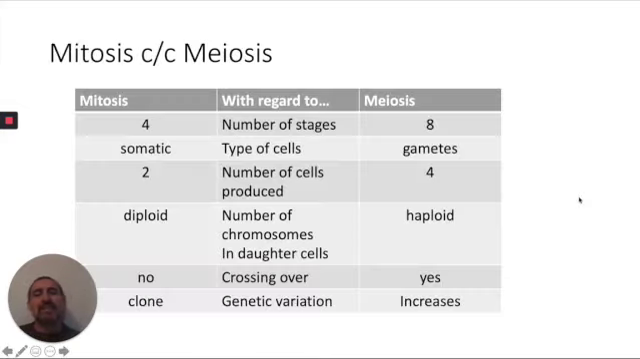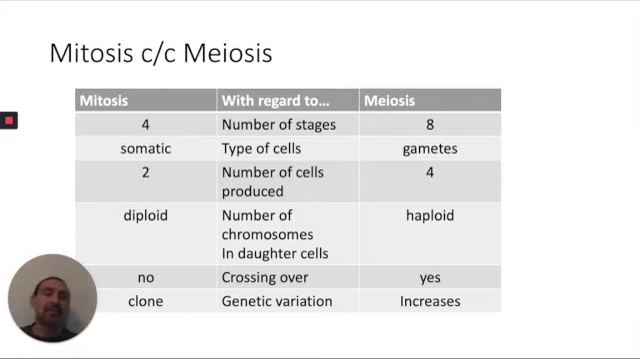This is a table that just compares mitosis and meiosis. With mitosis, there are 4 different stages, PMAT. With meiosis, they go through those stages a second time. In mitosis, it's somatic cells, body cells. With meiosis, it's sex cells, gametes.